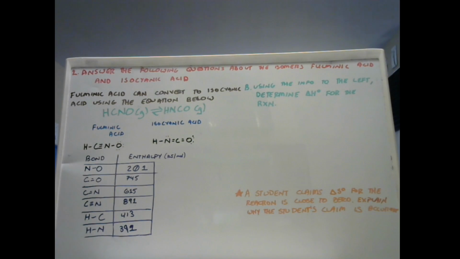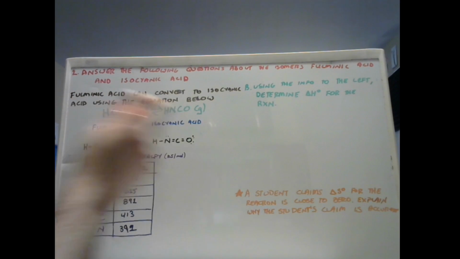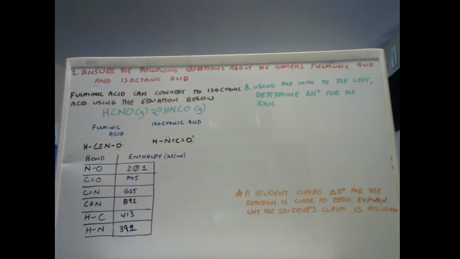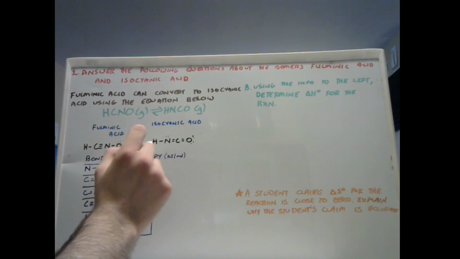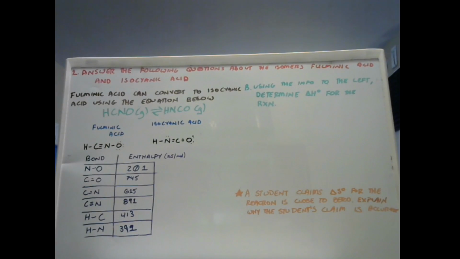It gives us this chemical reaction that says it can be converted between isocyanic acid and fulminic acid using this reaction here. Notice how the C and N trade spots. It also then gives us the Lewis dot structure for them. And again, notice how the order is different. This is HCNO, this is HNCO.